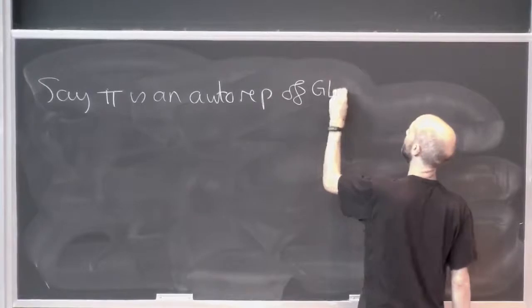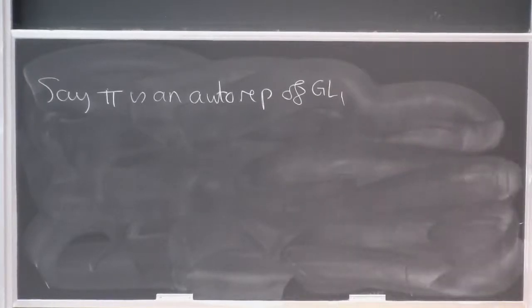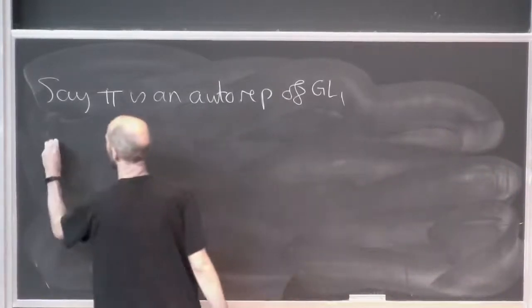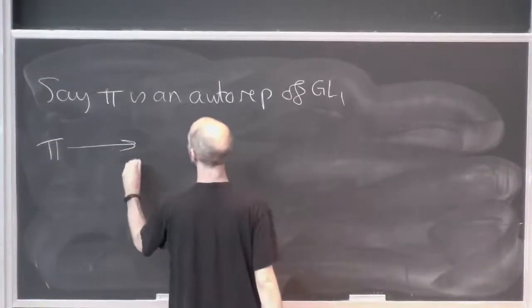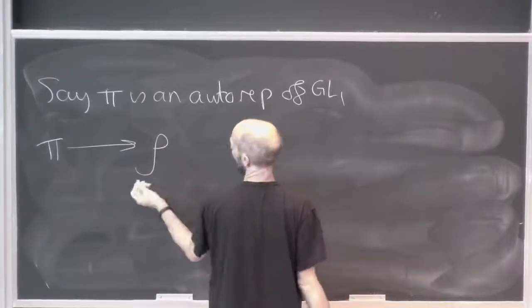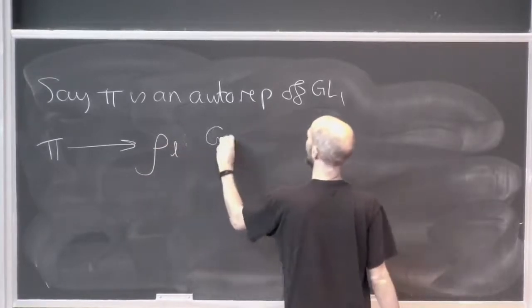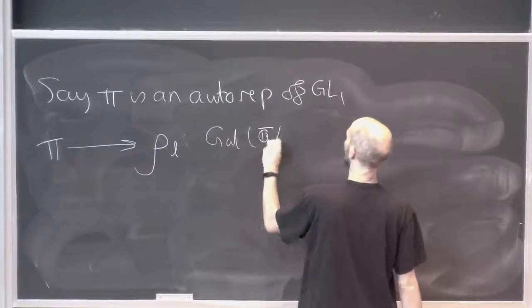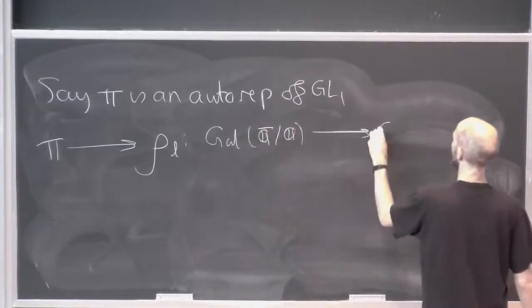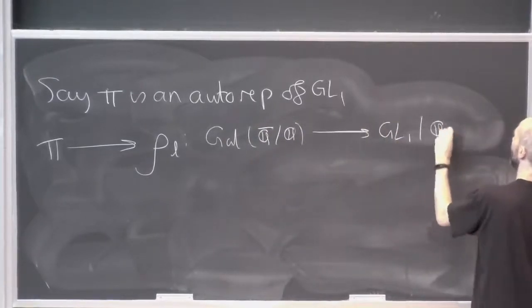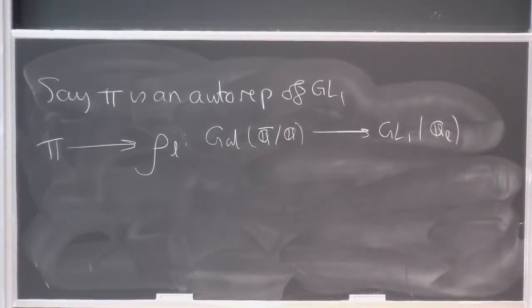Of GL1. Then there's going to be an associated compatible system of Galois representations, right? By the global Langlands philosophy for GL1, pi gives me rho, let's just say rho_L, from Gal(Q-bar over Q) to GL1 of Q_L, right?